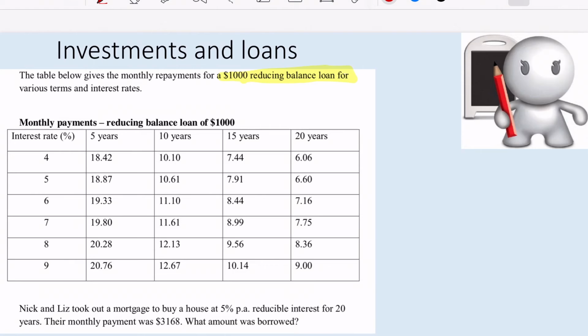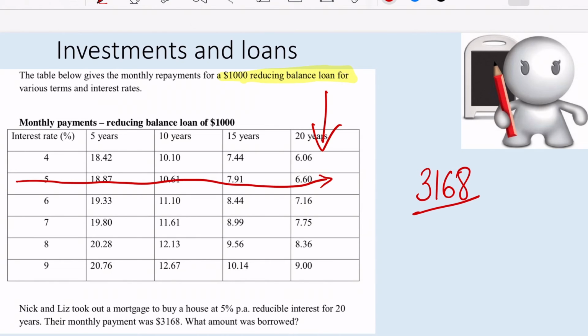All right, so Nick and Liz took out a mortgage to buy a house at 5% per annum, reducible interest for 20 years. Now the monthly repayment, so we're not after the monthly repayment, they actually give us the monthly repayment, $3,168. Okay, and what we want to know is how much was borrowed. So what do they give us? Well, they give us 20 years, so we're looking at this column, and they give us 5%, so we're looking at this row. All right, and obviously where do they intersect? At 6.6.